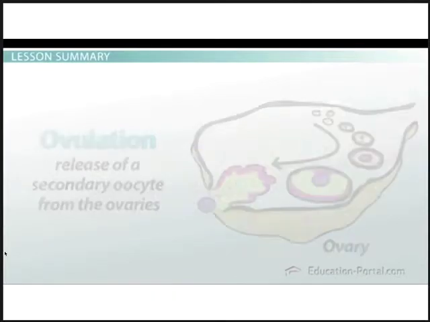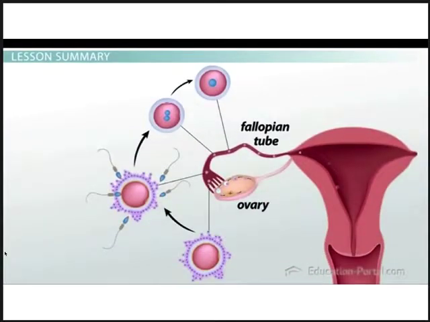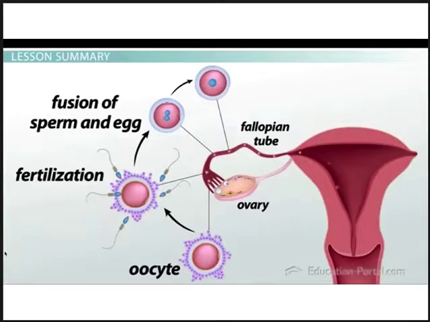Once released from the ovary, the oocyte slowly travels down the fallopian tube toward the uterus. If the secondary oocyte is fertilized by a sperm, it immediately finishes its second meiotic division, releases a polar body to leave only a haploid female genome in the ovum, and then becomes a zygote as the nuclei of the sperm and ovum fuse together.